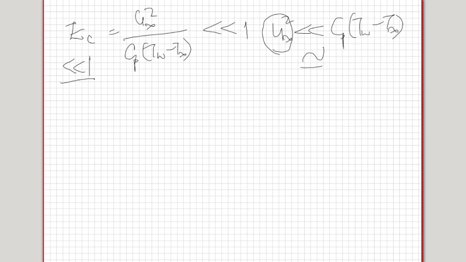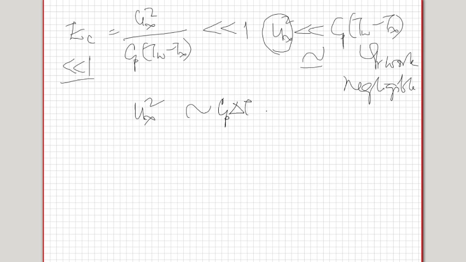So when this is the case, pressure work is negligible. When it is of the order, that is u infinity squared is of the order of Cp delta T, then pressure work should be included in the energy equation.